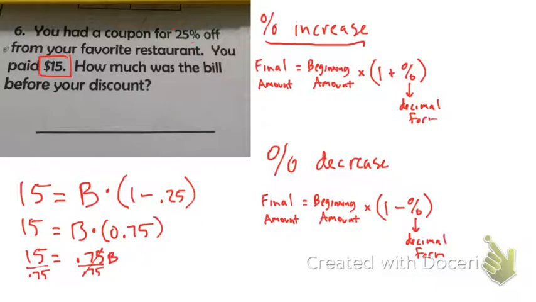So our final answer, the amount we started with before the discount, our bill, our beginning amount, was $20.